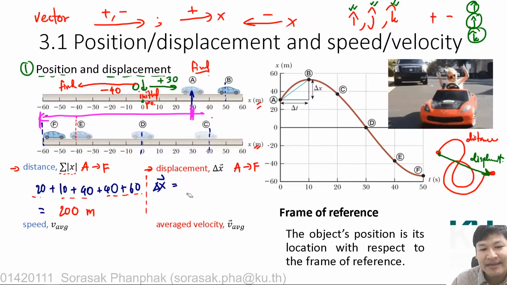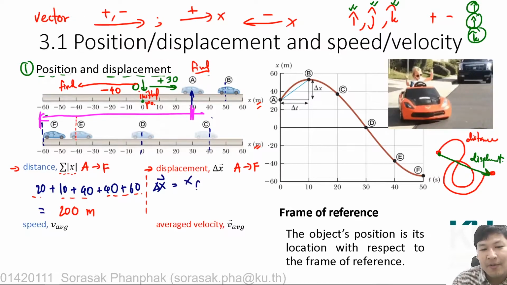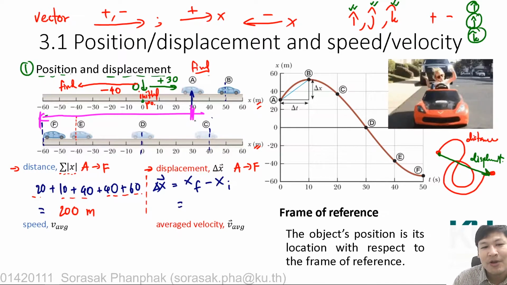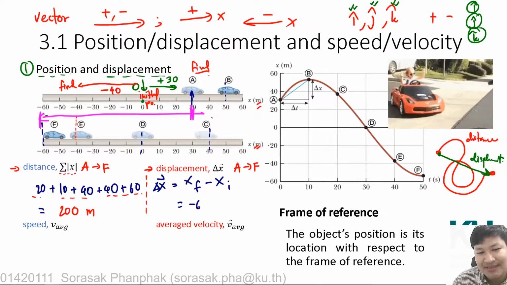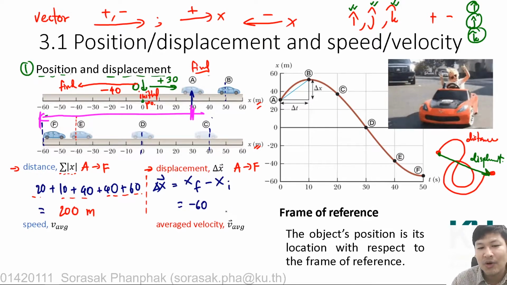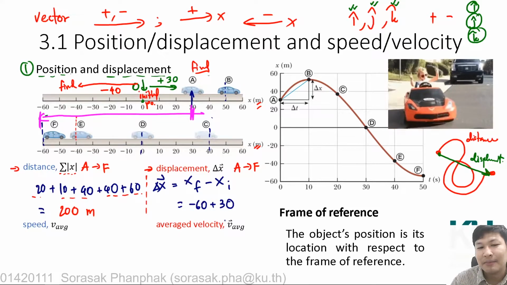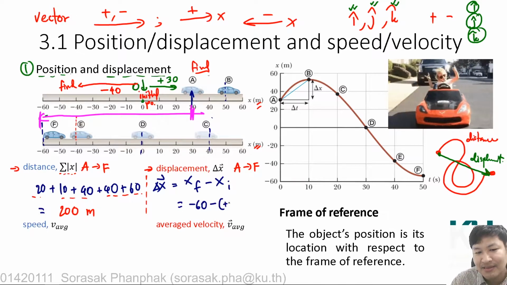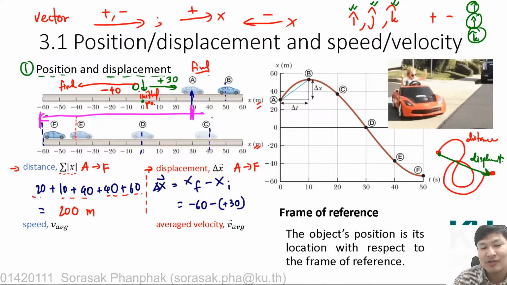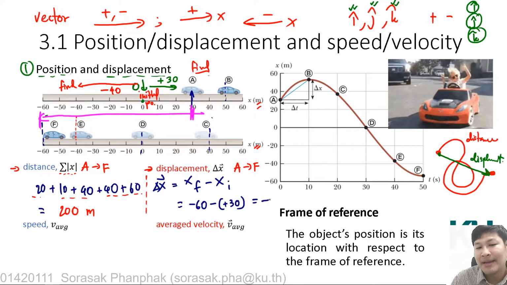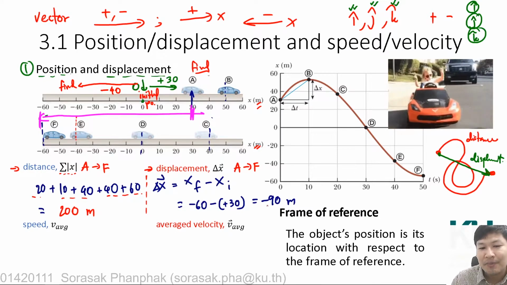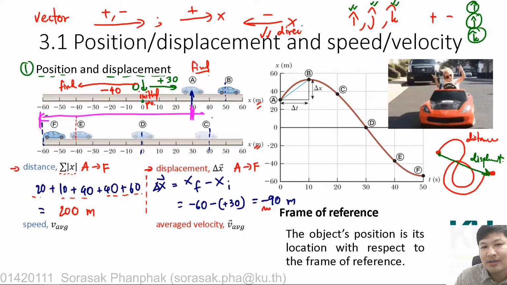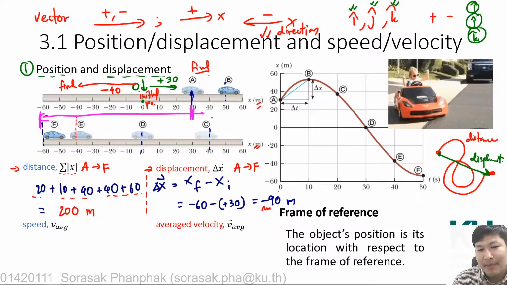You have delta x is the final point minus the initial point in terms of vectors. So what is your final point is minus 60, and what your initial point is plus 30. But what you have to do, you have to subtract them off. So subtract with minus 30. So what you're gonna get, your displacement totally is minus 90 meter. So minus is your sign to state of backward. This is about the direction, and the magnitude is 90.